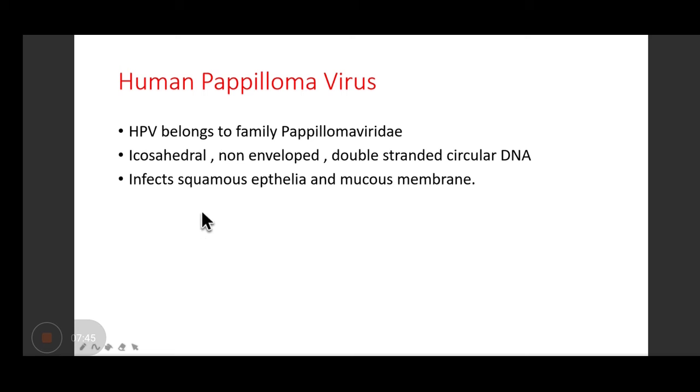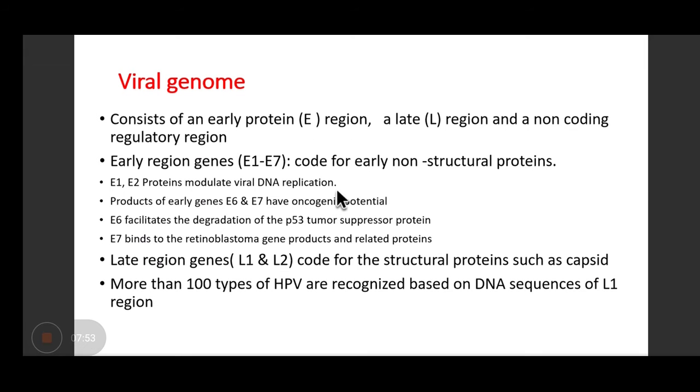And an important thing is that they infect your epithelia, squamous epithelia, and the mucous membrane. So they show an affinity to these cells. Coming to the viral genome, it has early protein regions and late protein regions, and non-coding regulatory regions. These early genes code for your non-structural proteins. So we have these genes from E1 to E7.